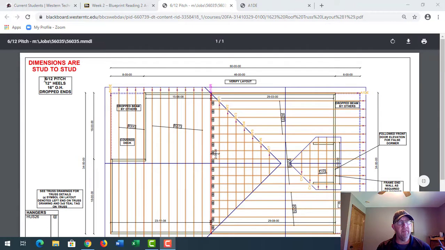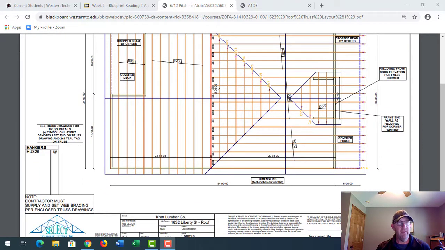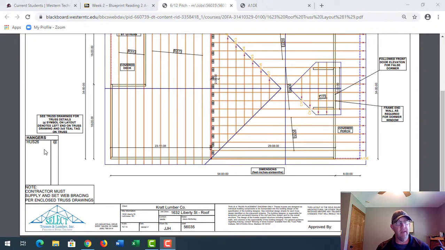It looks like I have, in this corner, information telling me I have a 6/12 pitch. I have a 12-inch heel height, so where the trusses are sitting on the wall, from the wall it's going to go up 1 foot, and then the roof is going to start sloping. Heel height is important because it's going to allow for more insulation to be poured or blown into it. Then there's some other information that says see truss drawings for truss details, which is what we'll do on the engineering sheets. And then it has a small hanger schedule here.